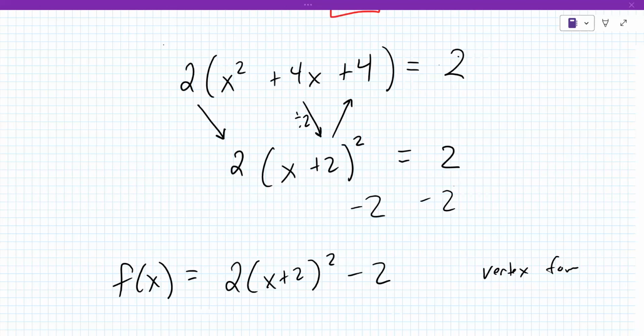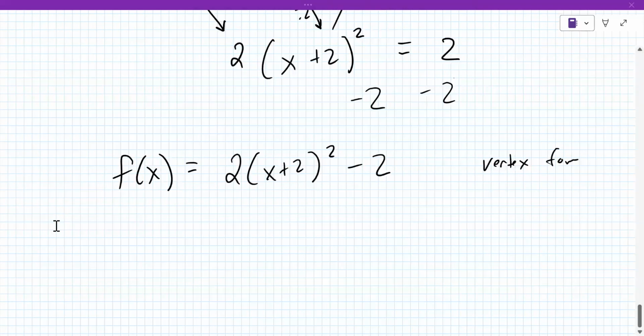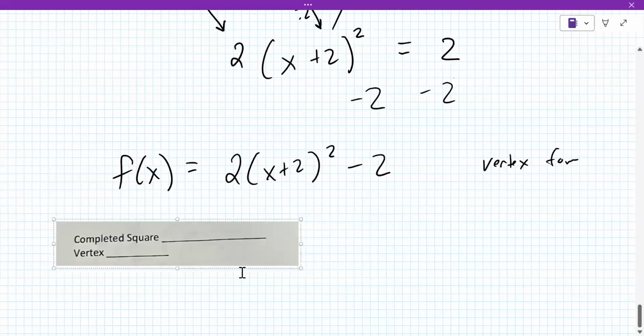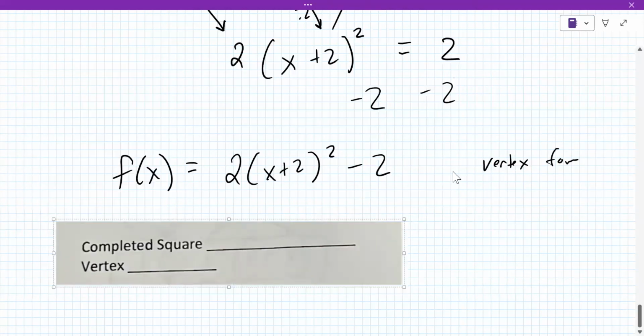All right, now in terms of where we are on the page, we're up to the point where it says completed square and the vertex. What's the actual completed square part? Well, I'm taking a bit of a guess, but I think it's everything we just did there. And the vertex comes from this.